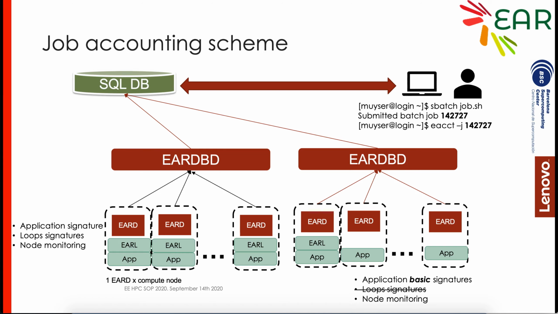Okay, so in cases where the EARL library is running, you will be able to ask for application signature, loop signatures, and node monitoring information. And in cases where the EARL library is not running, you will be able to ask for the application basic signature. Loop signatures will not be available, and for node monitoring.